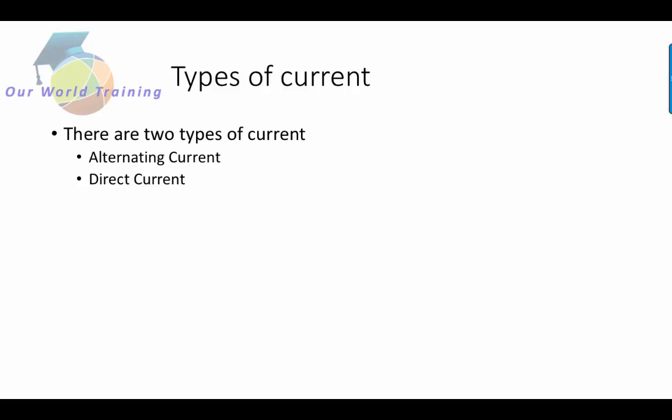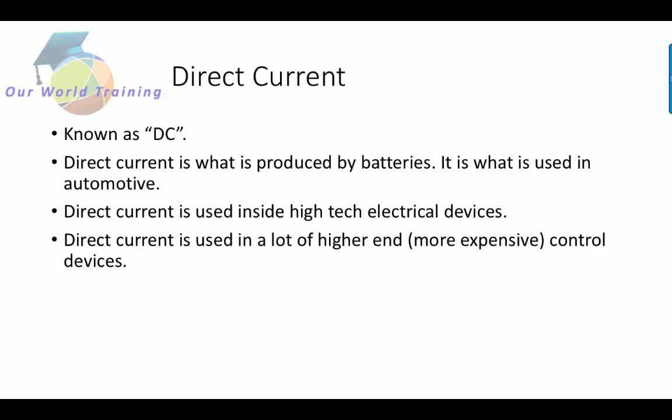Now, we have two types of current we're going to talk about. First of all, there's direct current. Direct current is what you see in automotive, computers, okay? It's positive and negative. Alternating current is what we see in the household appliances, the outlets, and most of our heavy electrical loads in HVAC is alternating current.